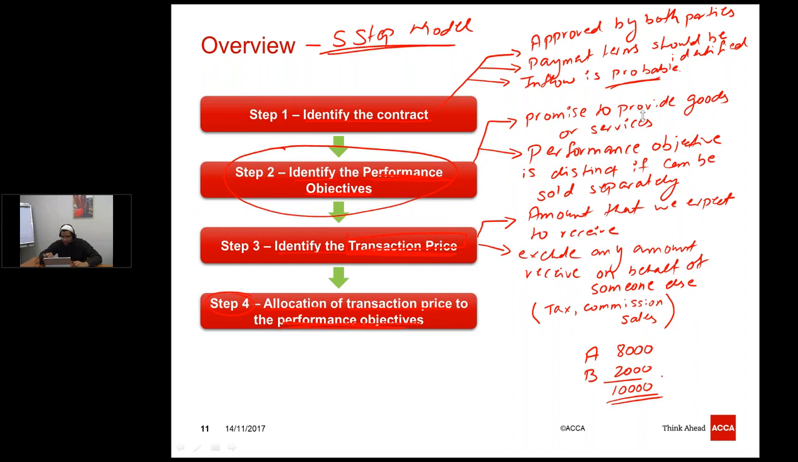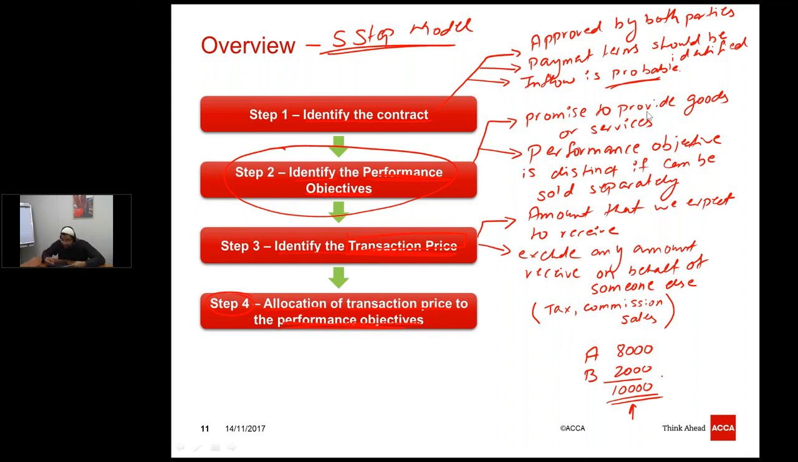Okay. So now we are discussing how to allocate the transaction price to the performance objectives. Now I'm selling you two products, product A and product B. Product A is 8,000, product B is 2,000, and I'm charging you 10,000. What price should be allocated to product A? Obviously 8,000. What price should be allocated to product B? Obviously 2,000. So that is pretty common sense.